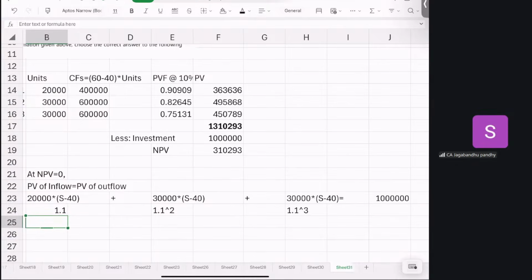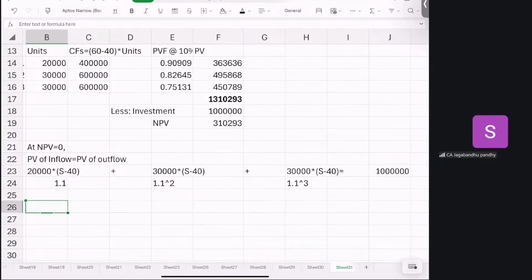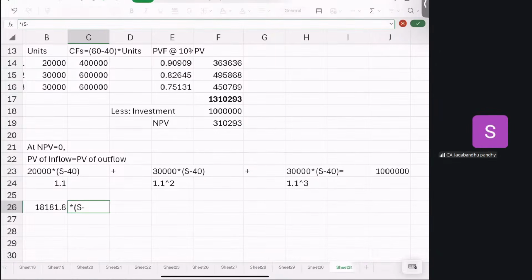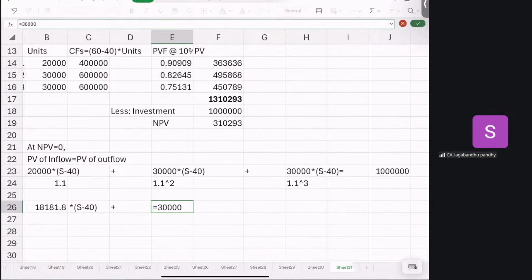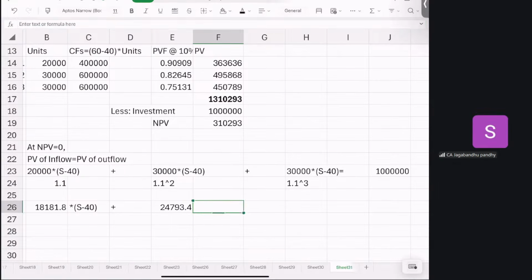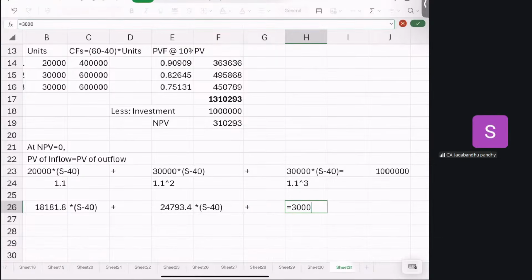$55.26, I got, sir. 55.26. Okay. Well, you can solve this as 20,000 S, or you can do it this way. 20,000 divided by 1.1, this into S minus 40, plus 30,000 divided by 1.1 raised to 2, this into S minus 40, plus 30,000 divided by 1.1 raised to 3 into S minus 40.